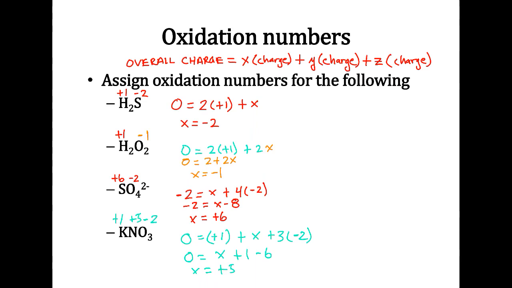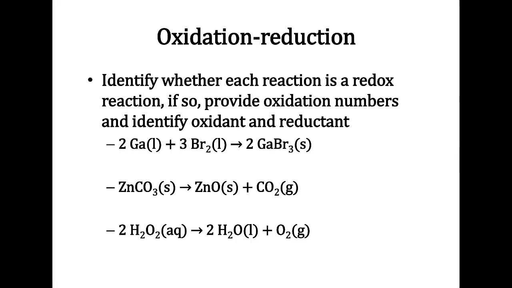All right, so let's go ahead and look at some examples in an actual oxidation reduction reaction. So we need to determine whether each reaction is a redox reaction. For a redox reaction, what we'll have is a change in oxidation numbers. And then we need to identify what's the oxidant and what's the reductant. So let's go ahead and go through.